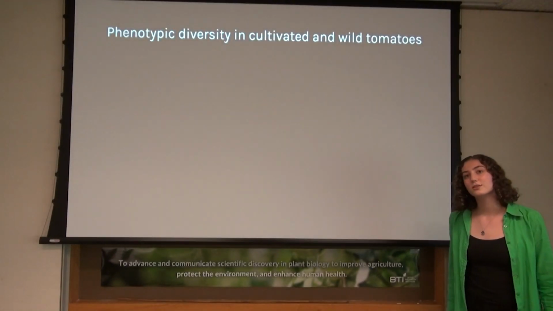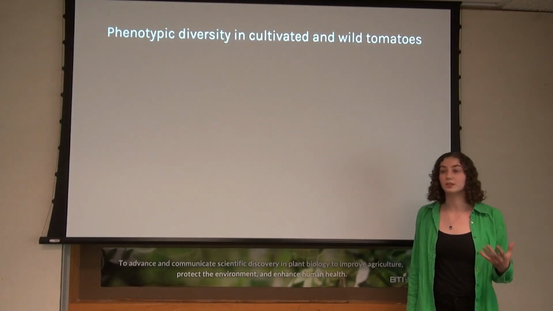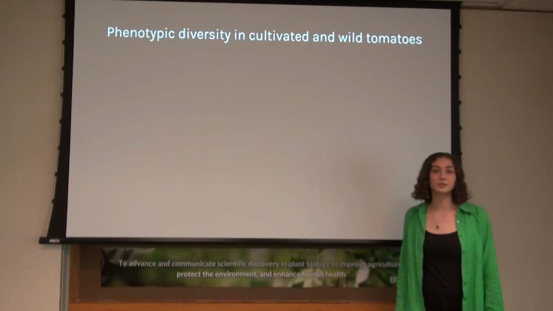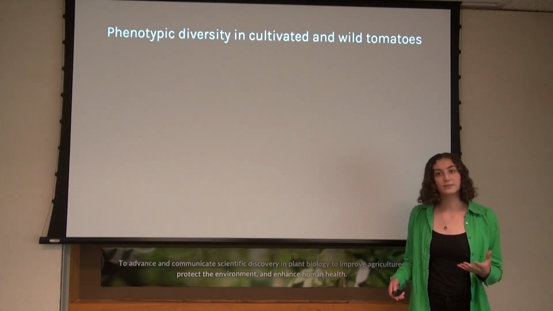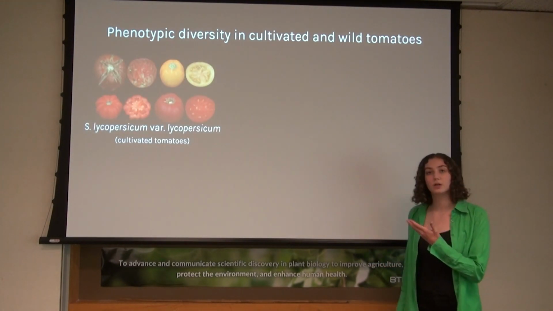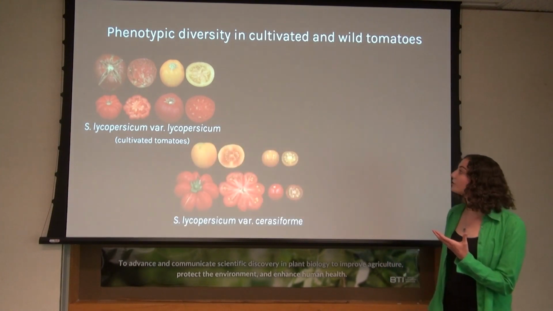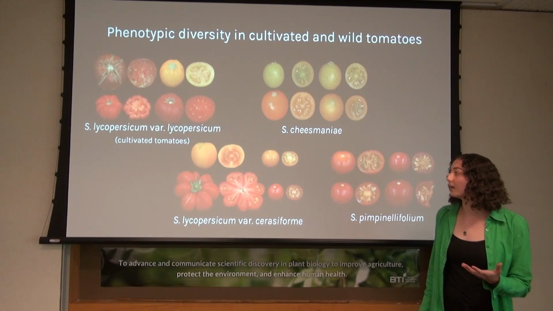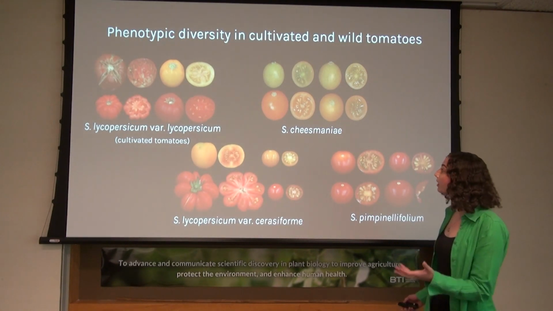So first I'll get started with why we're interested in tomatoes and why we're interested in computer vision. Tomatoes have a lot of phenotypic diversity in fruit size, shape, color, leaf size and color. Here you can see an example of cultivated tomatoes, so what you would think of when you buy them in the store, but there are also a lot of wild tomato varieties, and you can see that there's a lot of variation in size, shape, and color.